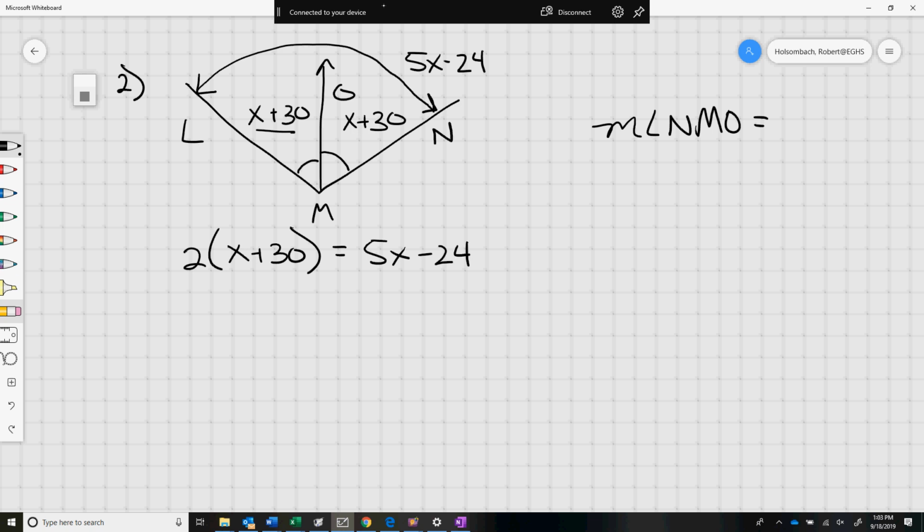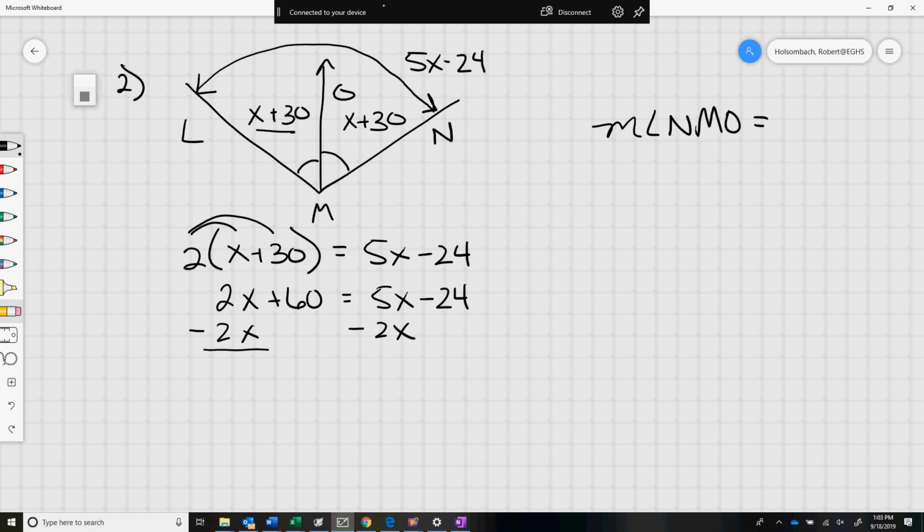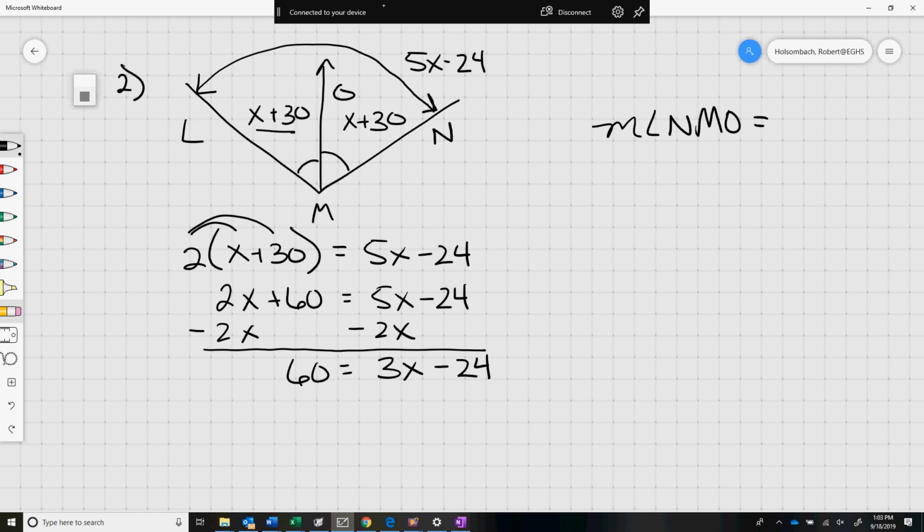If you do the distributive property, then 2x plus 60 will equal 5x minus 24. If you subtract 2x, then 60 will equal 3x minus 24. Then you gotta add 24. So 84 will equal 3x. And you divide by 3. So 28 is equal to x.